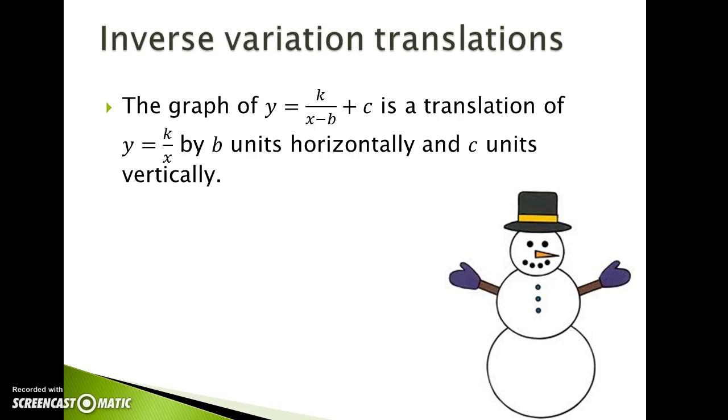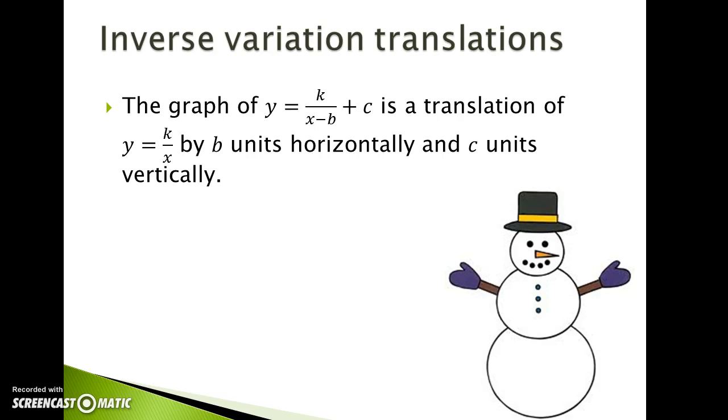Every graph is going to start with y equals, and then if you're graphing inverse variation, the graph takes the form k over x minus b plus c. And it's a translation of the graph y equals k over x, which is of course inverse variation. And it's translating that graph by b units horizontally and c units vertically.